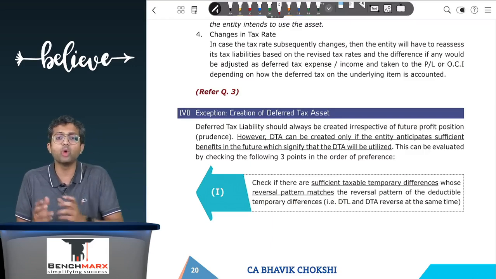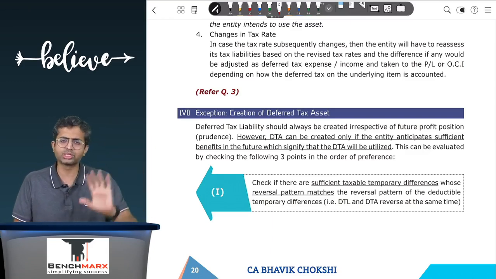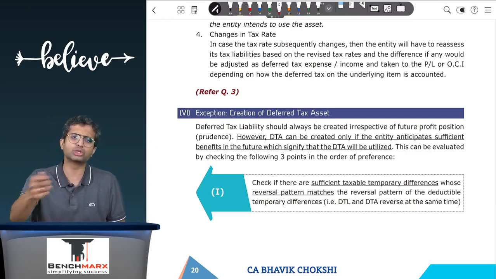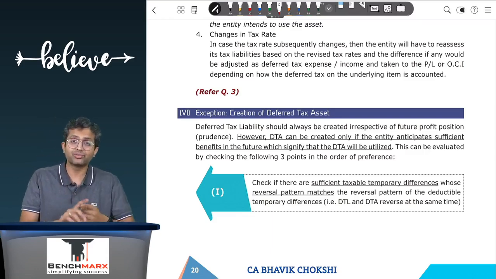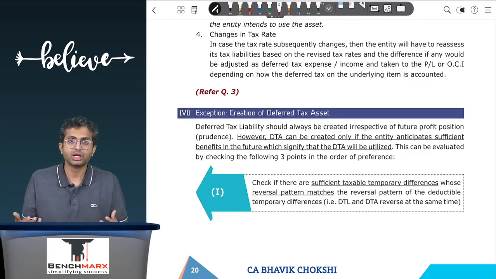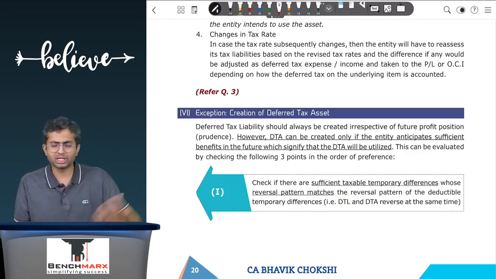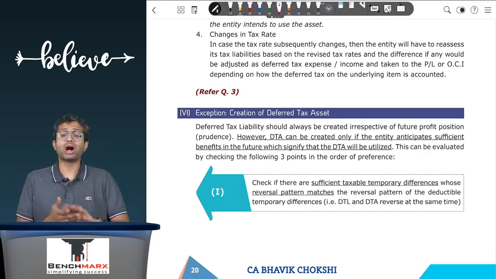So how will you calculate the deferred tax asset? Well, you calculate deferred tax asset using the regular steps. Let's say 300 crores into 30%, 90 crores. Should a deferred tax asset be created? Well, the standard says if the entity has sufficient benefits against which it can utilize these deductions or carry forward losses, then you can create a deferred tax asset. Otherwise, no. So how will you figure out whether the entity has sufficient benefits or not?